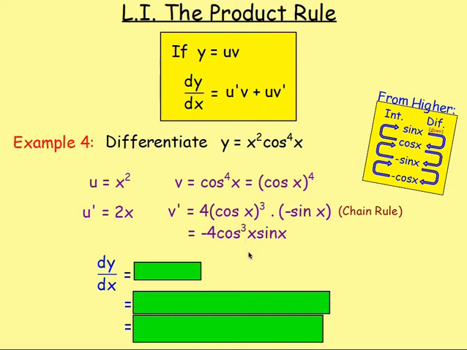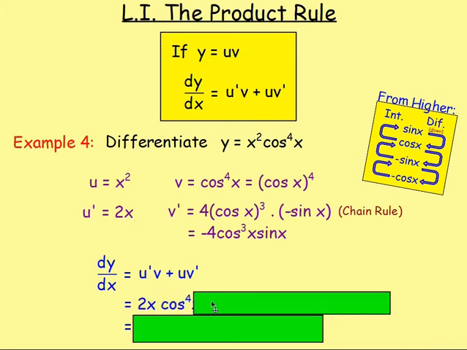dy by dx equals u dash v plus uv dash. Say it with me. U dash v plus uv dash. That is what dy by dx equals. Start subbing in the values then. U dash times v is going to be 2x times this cos to the power of 4 of x plus u times v dash. So u times v dash, so it's the x squared times this. Because we've got the negative there, we can really get rid of the plus and just write the minus.